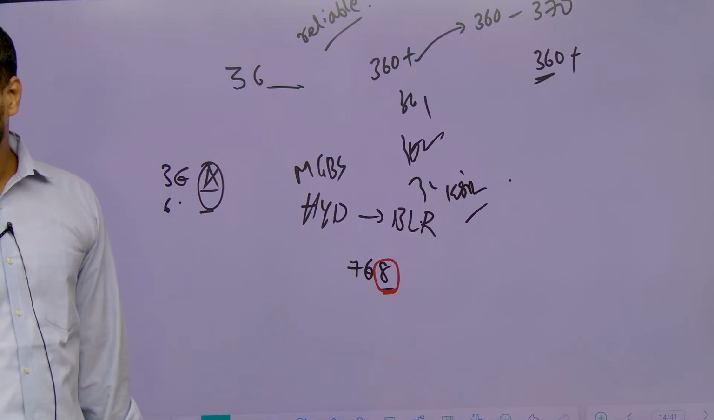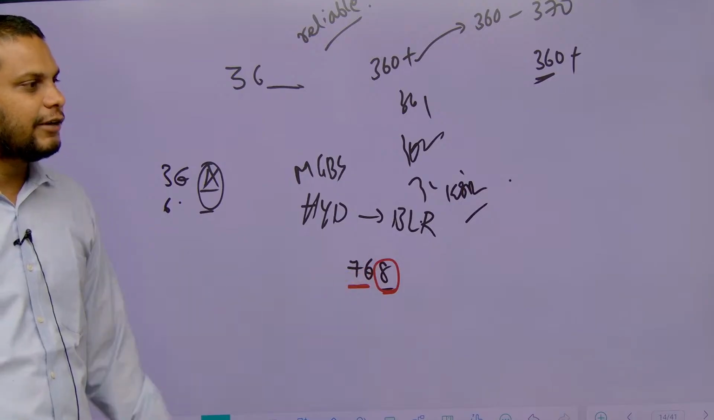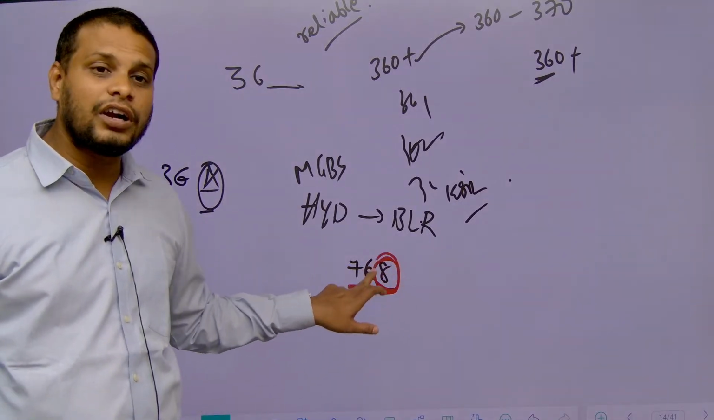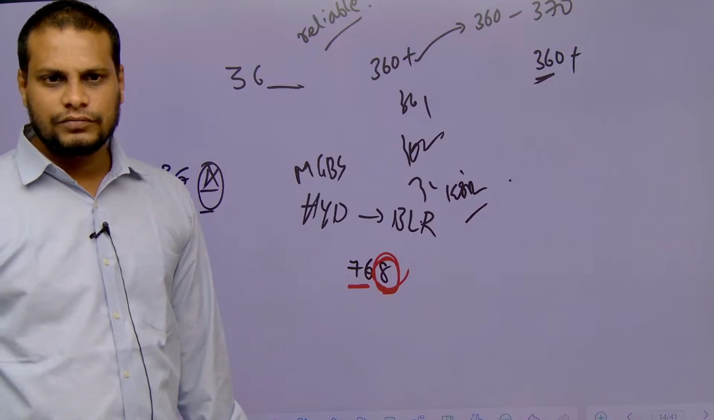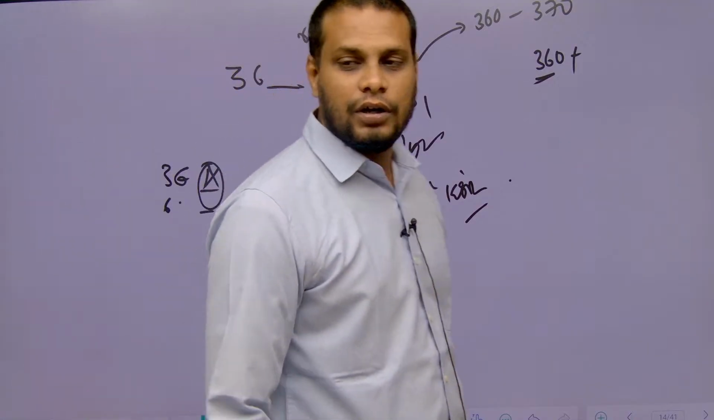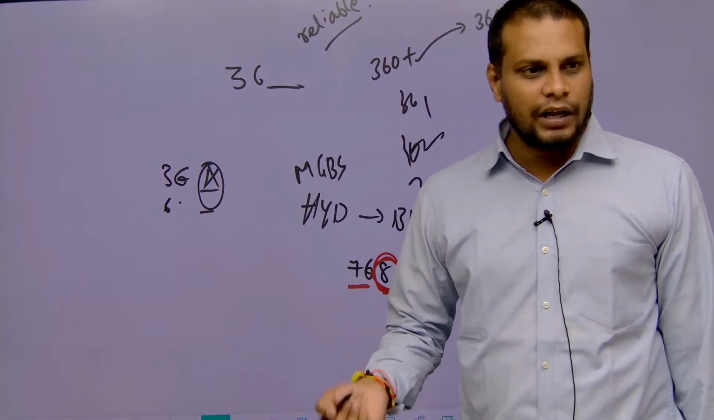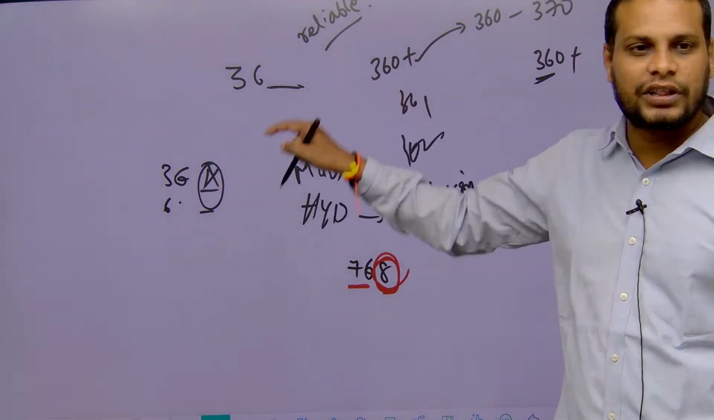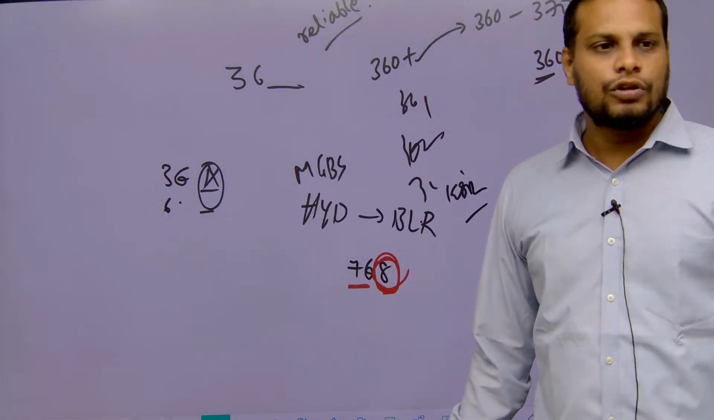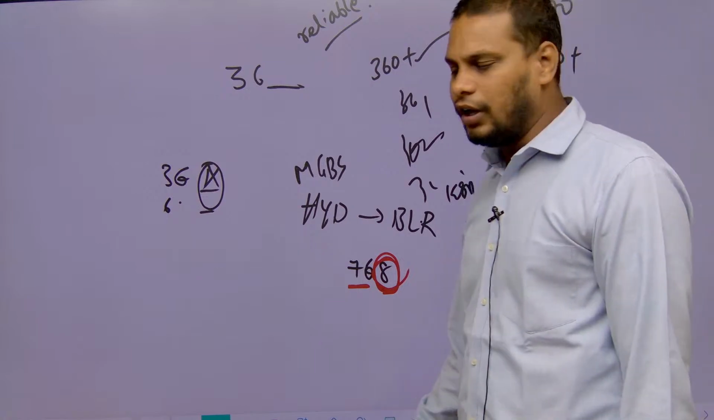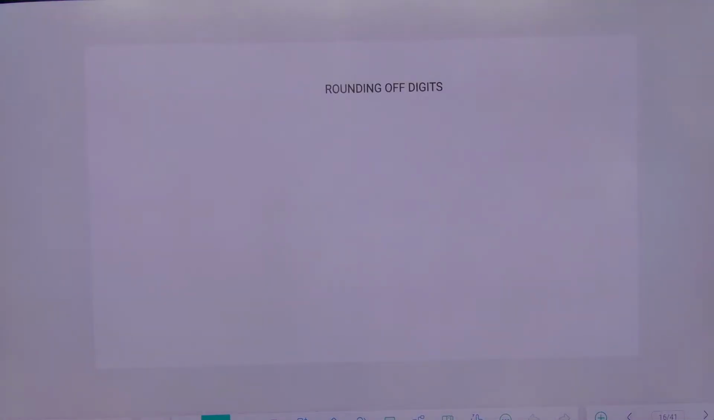Are you clear? But 7 and 6, these two numbers you can trust. The last number is not a trustworthy number. Are you clear? Now please remember, the digits that can be reliable or trustworthy in a given value are called significant numbers or significant figures. Now what do you mean by significant numbers or significant figures?